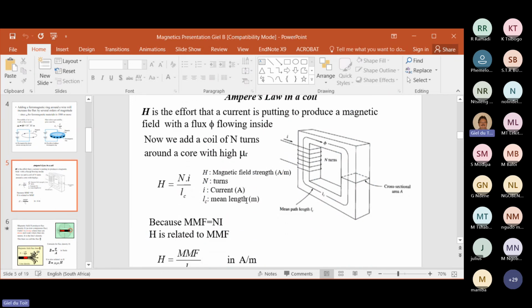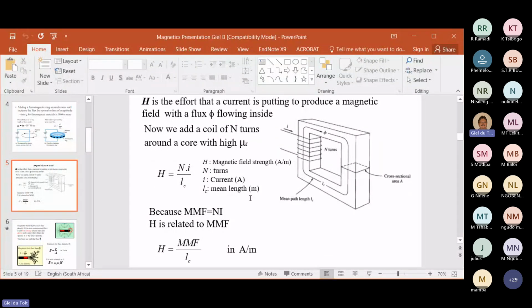So this is the last page where I'm going to stop with this recording. And I just want to introduce you to this formula. Now, H is the effort that current is putting to produce a magnetic field with a flux flowing inside.